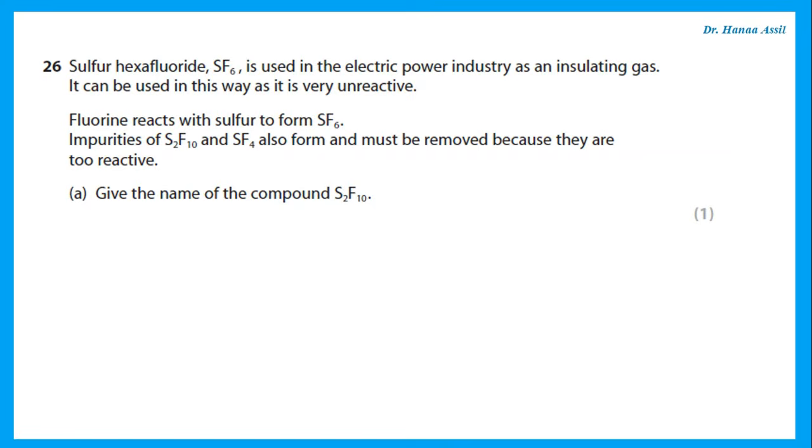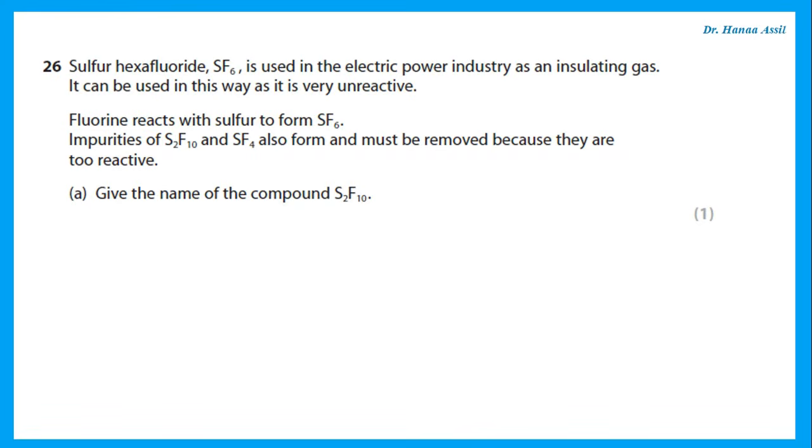Sulfur hexafluoride is used in the electric power industry as an insulating gas. It can be used in this way as it is very unreactive. Fluorine reacts with sulfur to form SF6. Impurities of S2F10 and SF4 also form and must be removed because they are too reactive.